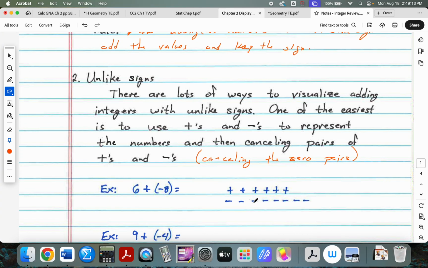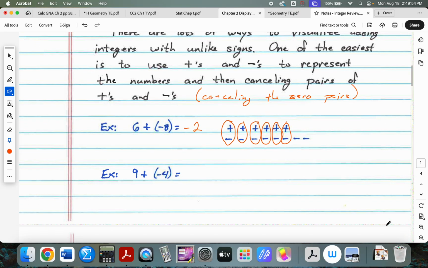So if you have 6 plus negative 8, if we were to draw that out as 6 pluses and 8 negatives, we would have a zero pair here, here, here, and here, and here, and here. What are we left with? Two negatives. So that's negative 2. And this is literally how, when I first teach this to students who have never added or subtracted positive and negative numbers together, you start.